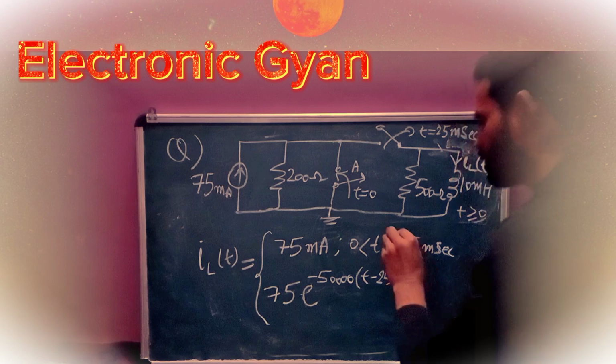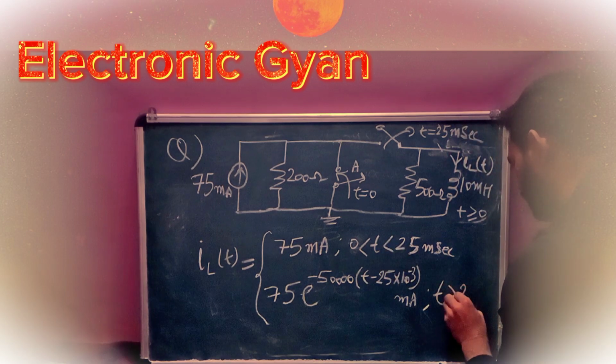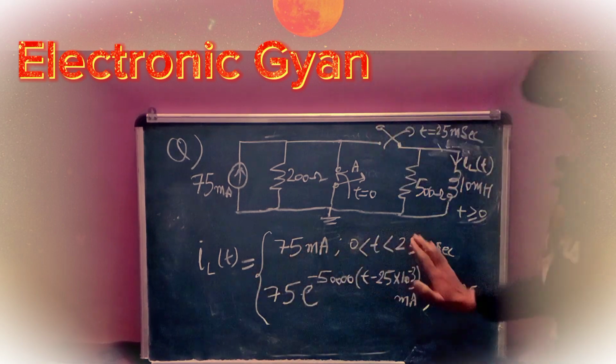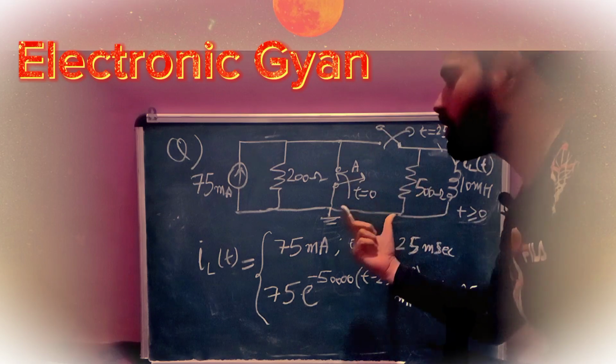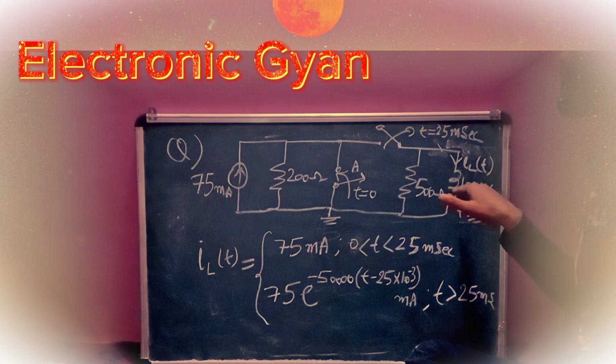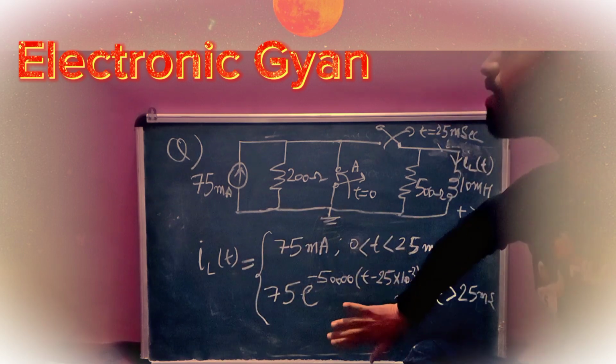Milliampere. This current was for t greater than 25 millisecond. Yes, this is my final answer for this circuit, where we have to find the inductor current for t greater than or equal to 0. Yes, this was the final answer.